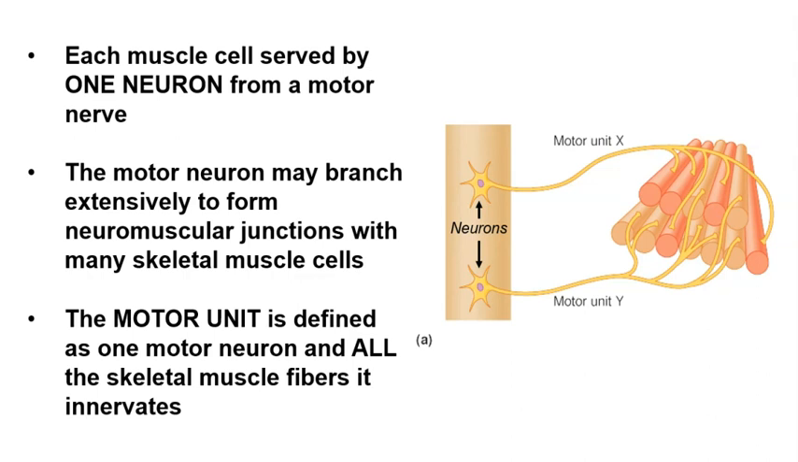Notice that each of those motor neurons makes a single neuromuscular junction with the cells that it controls. But notice that motor unit Y has no control over motor unit X's skeletal muscle cells, and vice versa. So, as an example, when motor unit X fires, all 5 of the muscle cells that are controlled by that one motor neuron will be stimulated to contract. The same will happen with motor unit Y.